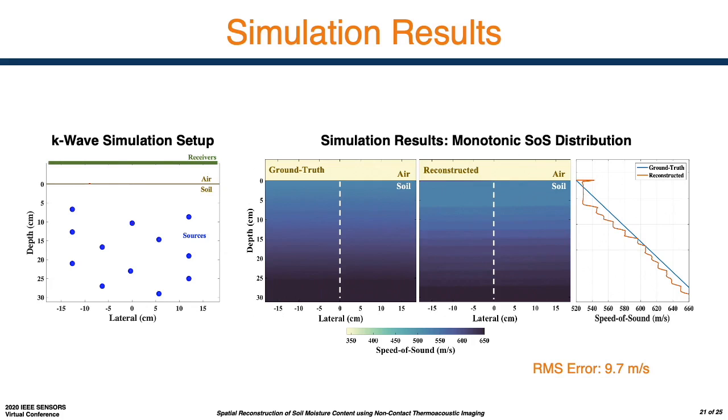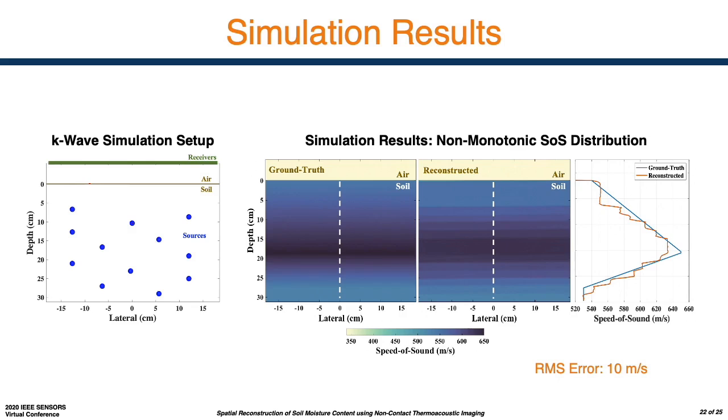Finally, we demonstrate the efficacy of our algorithm in simulation using k-Wave, a MATLAB toolbox. In the simulation setup, the receivers are modeled using a characterized model of our CMUTs. We first show a simulation that assumed a monotonically increasing speed of sound with depth. The approach is able to reconstruct the speed of sound distribution with an RMS error of only 9.7 meters per second. Among many other simulations that have demonstrated the efficacy of our algorithm, we also show here a non-monotonic distribution where the speed of sound first increases with depth and then subsequently decreases. The approach is able to reconstruct the distribution with 10 meters per second error.